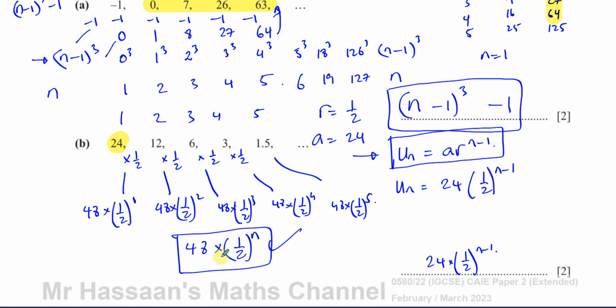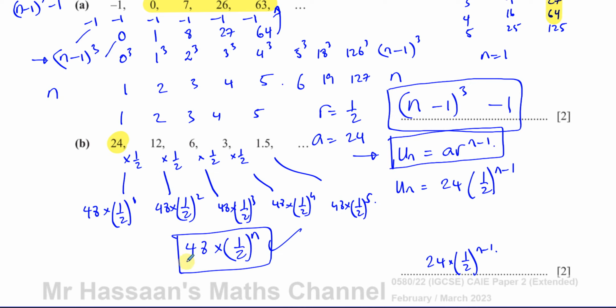This will give me the same sequence when I replace n with 1. I have 48 times a half, which is 24. When n equals 2, I have 48 times a quarter, which is 12. When n equals 3, I have 48 times an eighth. 48 divided by 8 is 6. When I put n equals 4, I have 48 times 1 over 16. Okay, and 48 times 1 over 16, 48 divided by 16 is 3, and so on.